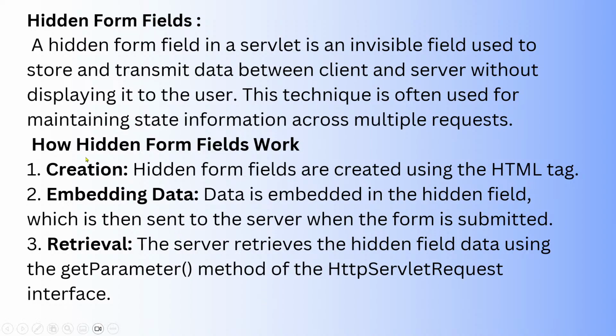And here we'll see how hidden form fields work. First is creation. First, you have to create the hidden form fields by using the HTML tags. Next thing, embedding the data. Data is embedded means what? Added in the hidden form fields, which is then sent to server when the form is submitted. When we are submitting the forms, obviously that embedded data will go towards the server.